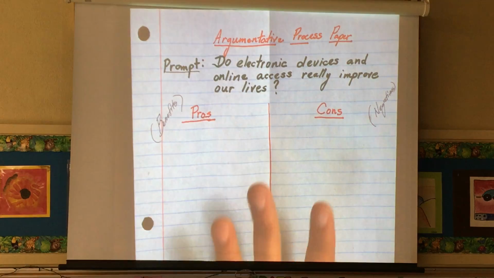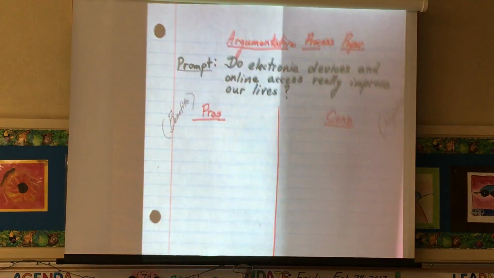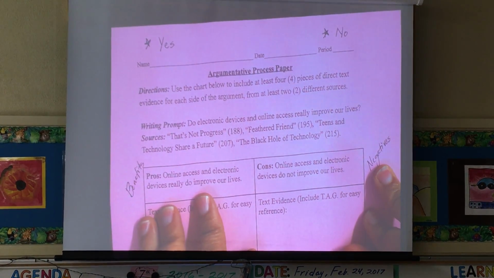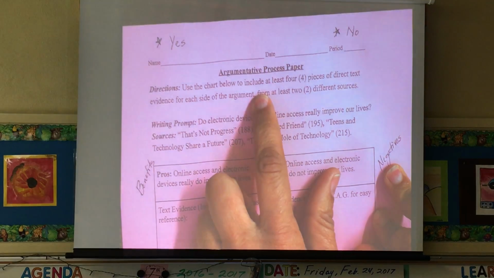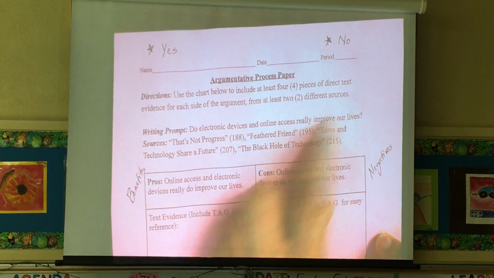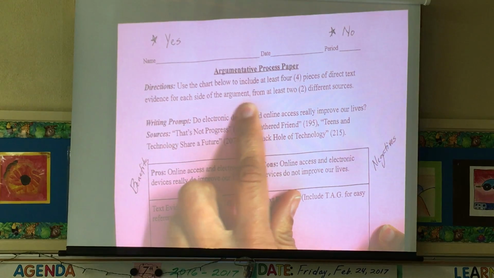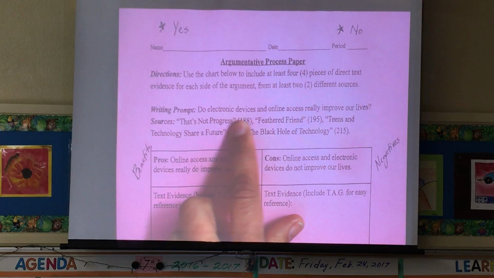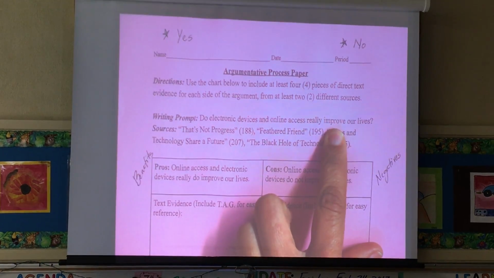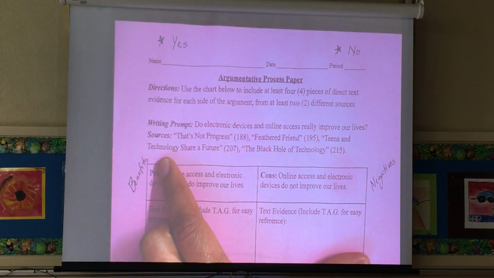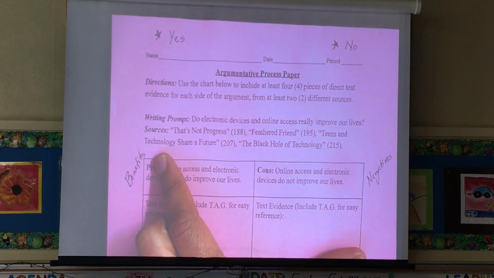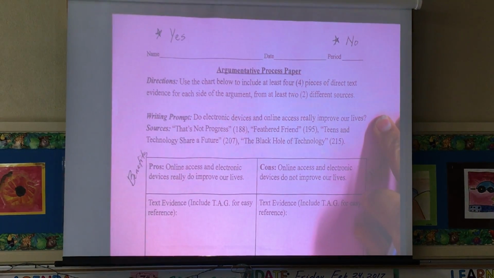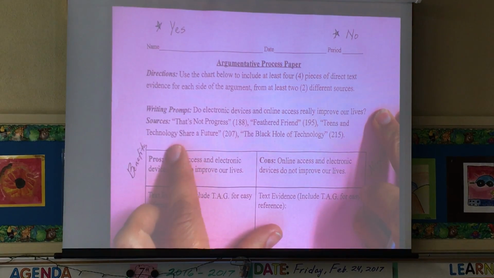Okay, so now that you have your handmade T-chart, let's go back to look at the directions of this T-chart. Directions. Use the chart below to include at least 4 pieces of direct text evidence for each side of the argument from at least 2 different sources. And again, the writing prompt, do electronic devices and online access really improve our lives? And these are our sources. I know it says at least 2 different sources, but the more sources you have, the better. So we'll start with 2, and then we'll add on with time.